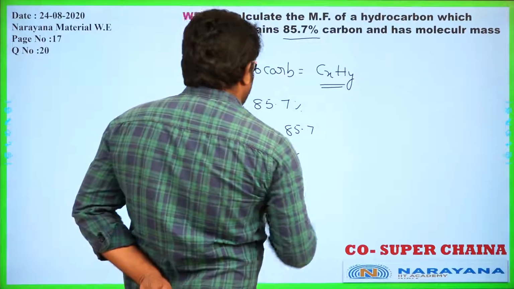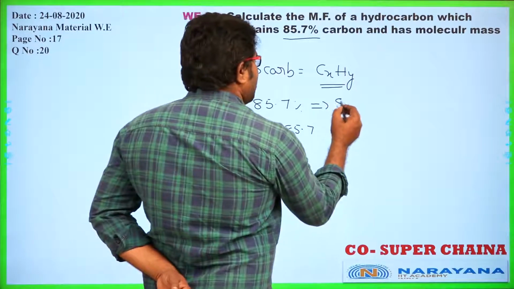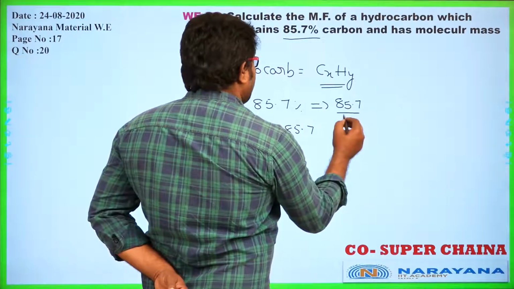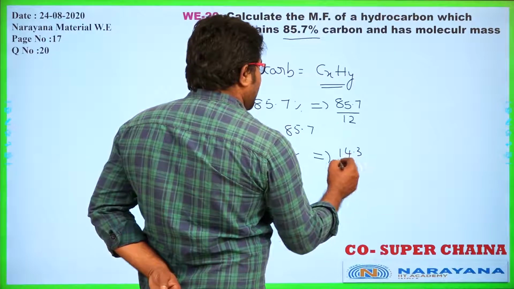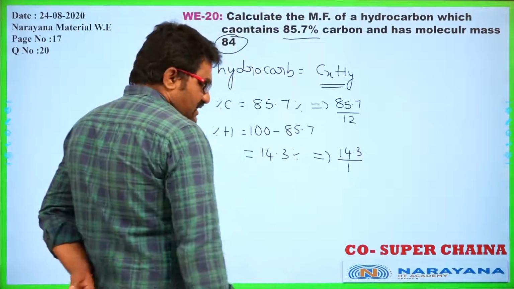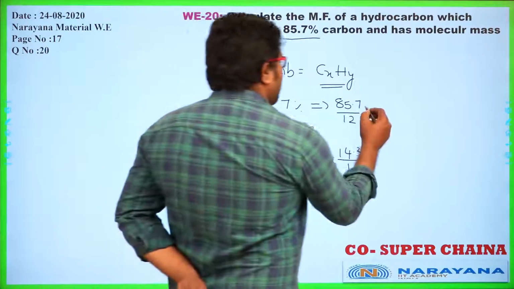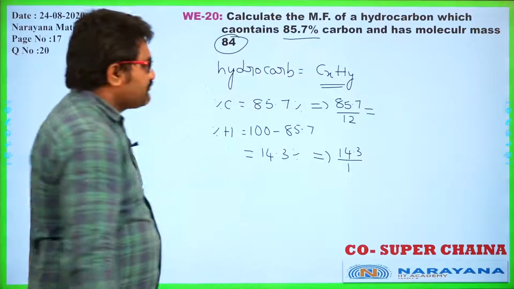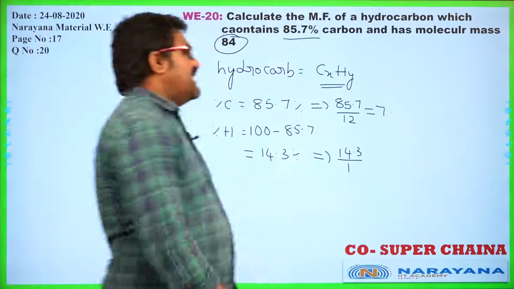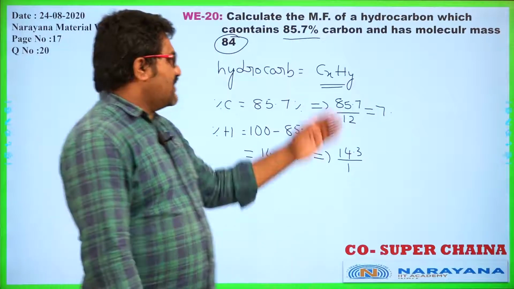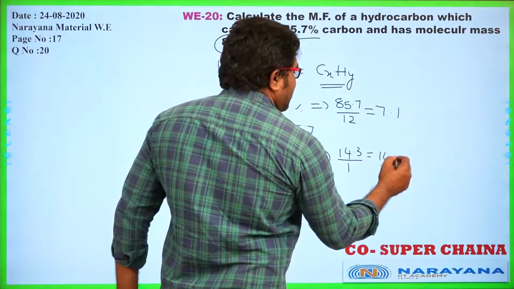Now, relative number of atoms. From this, what can we do? The percentage was divided with the atomic weight. Here also, 14.3 divided by 1. By calculating this, we can get approximately 7.1 for carbon, and here it is 14.3.